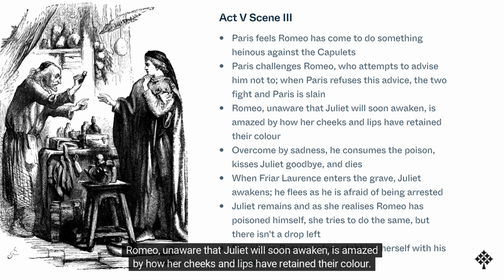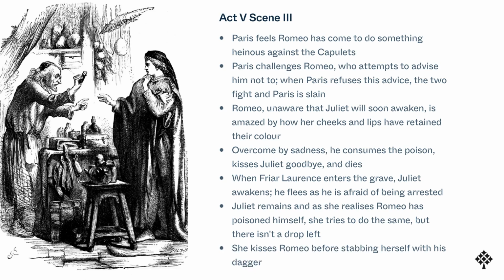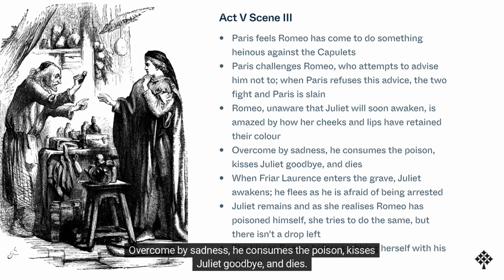Romeo, unaware that Juliet will soon awaken, is amazed by how her cheeks and lips have retained their color. Overcome by sadness, he consumes the poison, kisses Juliet goodbye, and dies.